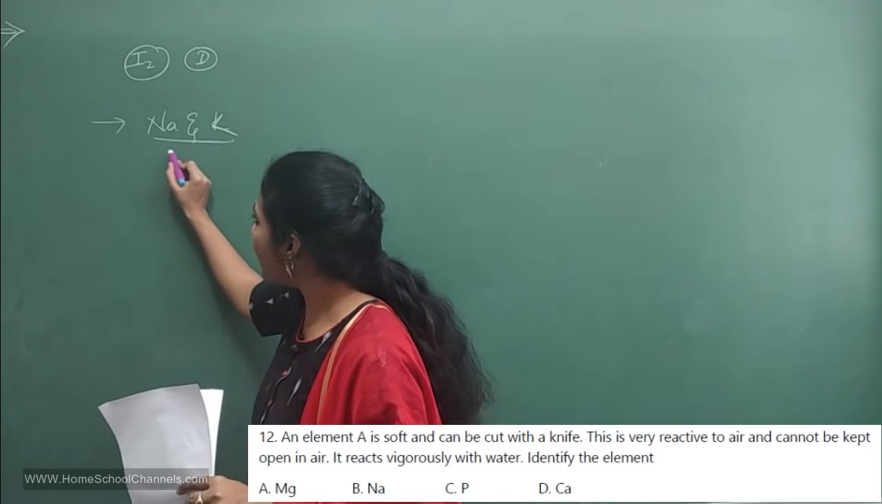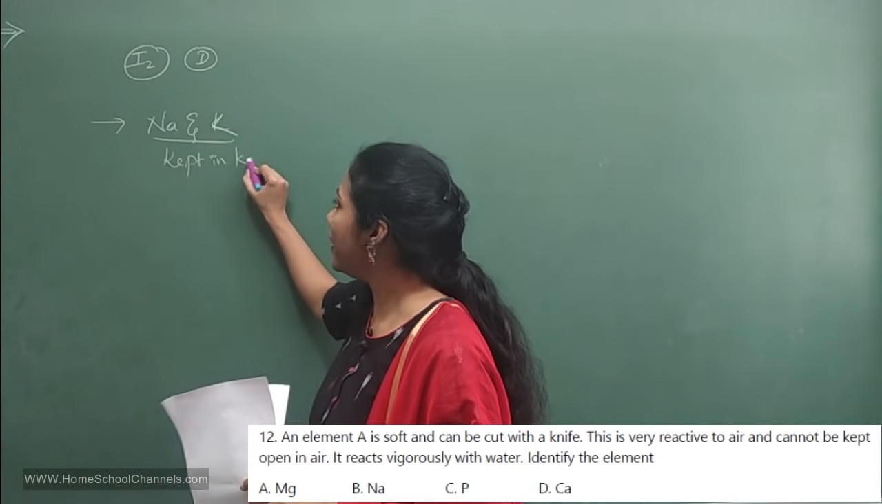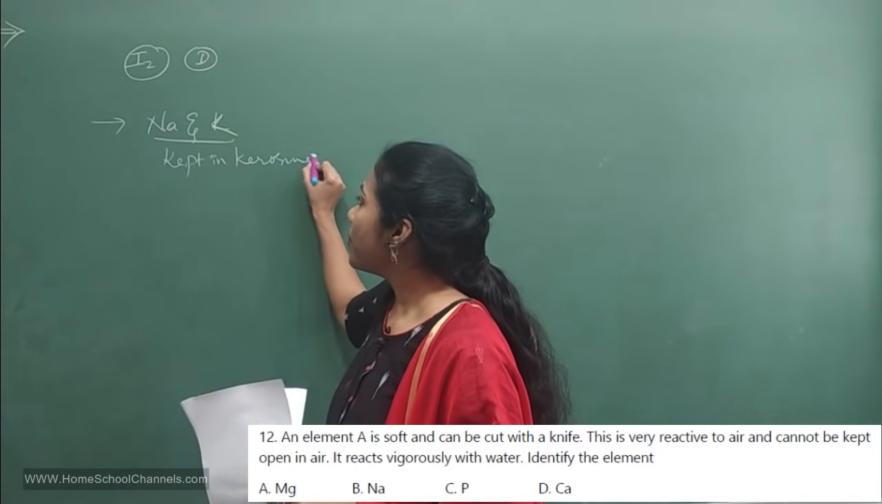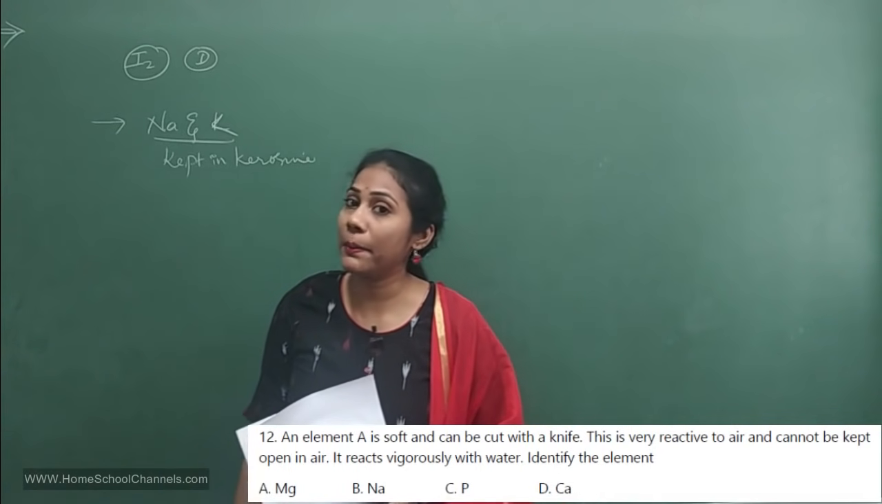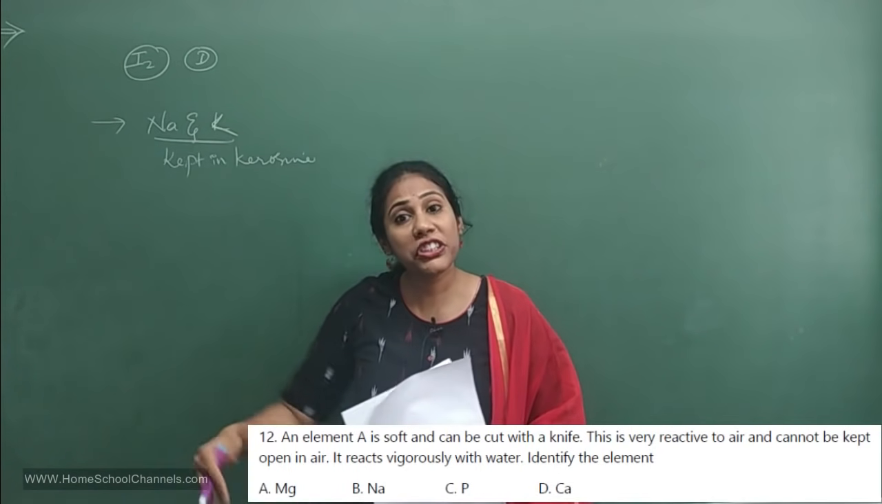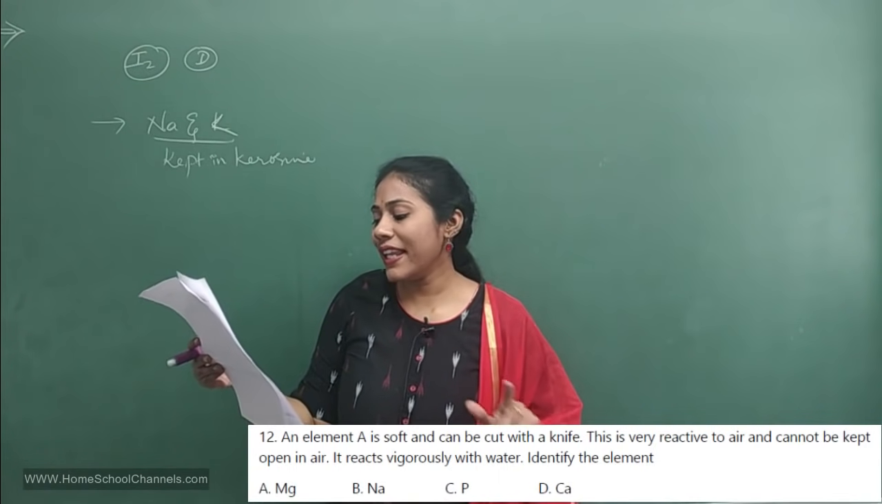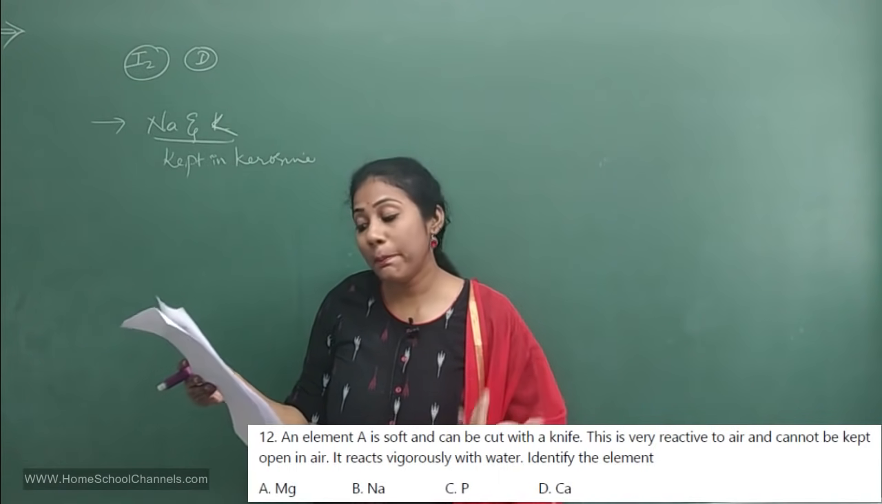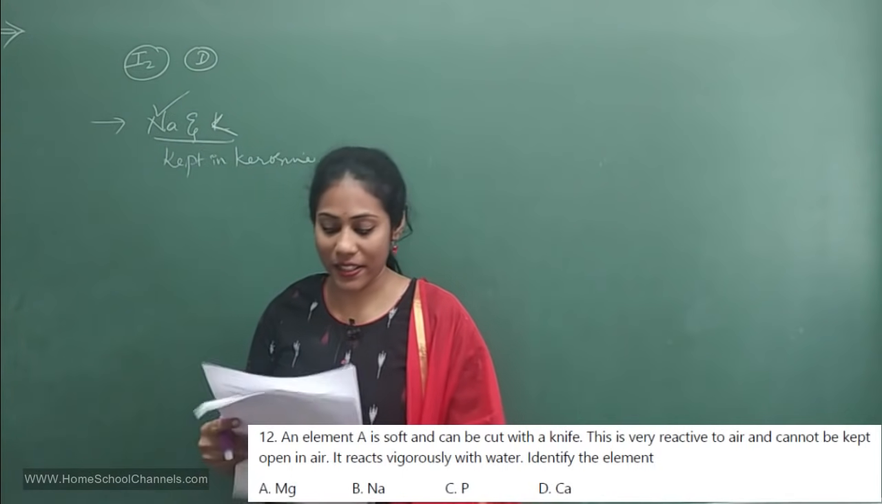That's why, where are they kept? They are kept in kerosene. Note down this point. This is also very important. Sodium and potassium are always kept in kerosene because they are very much reactive in air. Which is that element they are asking? Look at the options. Option A has Mg. Option B has sodium. Yes, our sodium is the answer.